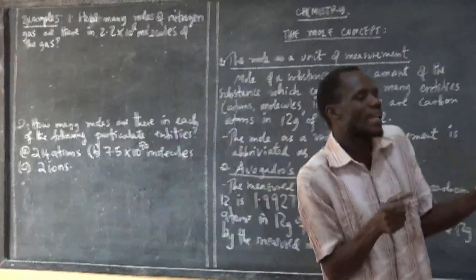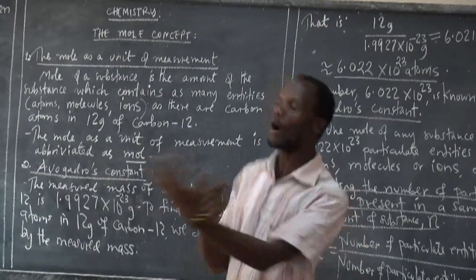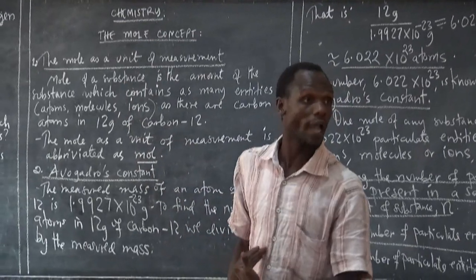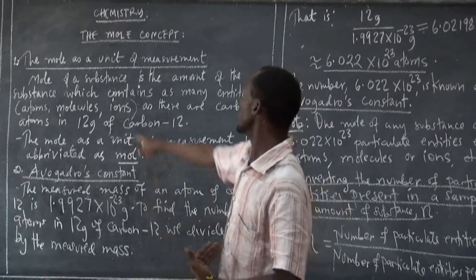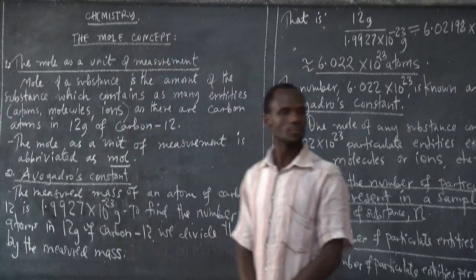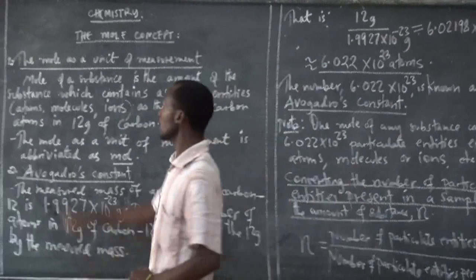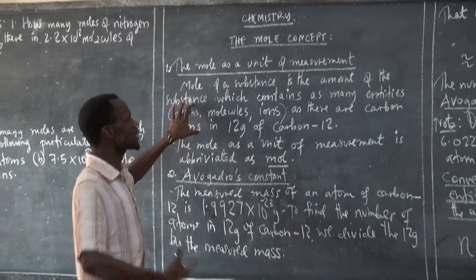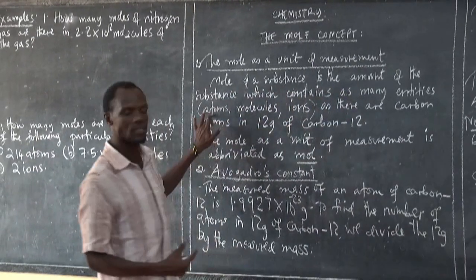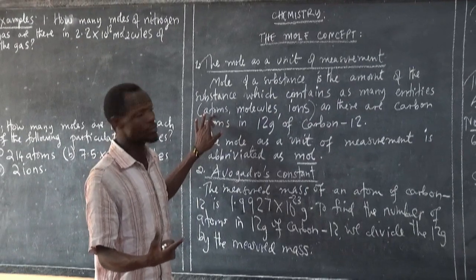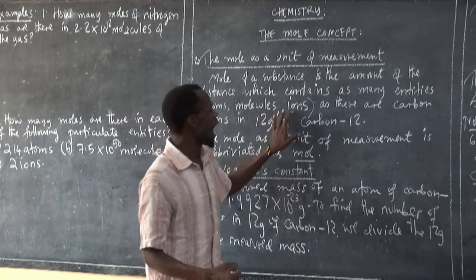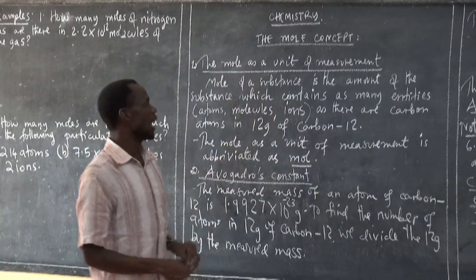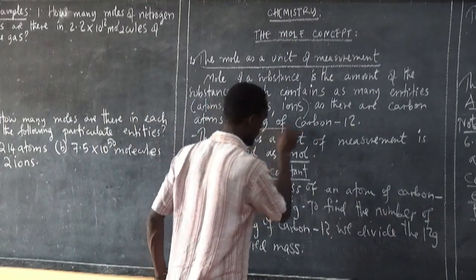Now I've taken the bucket as the reference. Instead of counting every time, 1, 2, 3, 1, 2, 3, you keep on wasting your time. That's why scientists, especially in chemistry, designed what we call the mole concept. By definition, the mole of a substance is the amount of the substance which contains as many entities, for example atoms, molecules, or ions, as there are carbon atoms in 12 grams of carbon 12. This is taken as the reference.